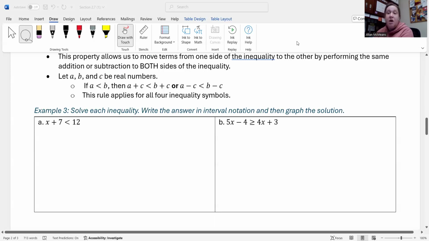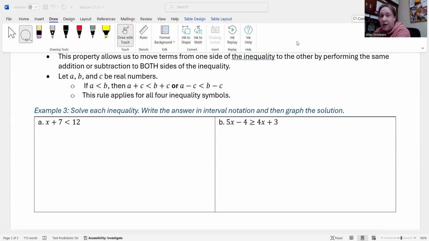Example 3 says solve each inequality, write the answer in interval notation, and then graph the solution. In a previous video when we talked about interval notation, I said interval notation can oftentimes be the more difficult way to represent your answer. It's very common. You're going to need to know how to do it, but it sometimes is a little bit harder to figure out what interval notation is. So even though it says write interval notation and then graph the solution, I'll graph it first and then get the interval.